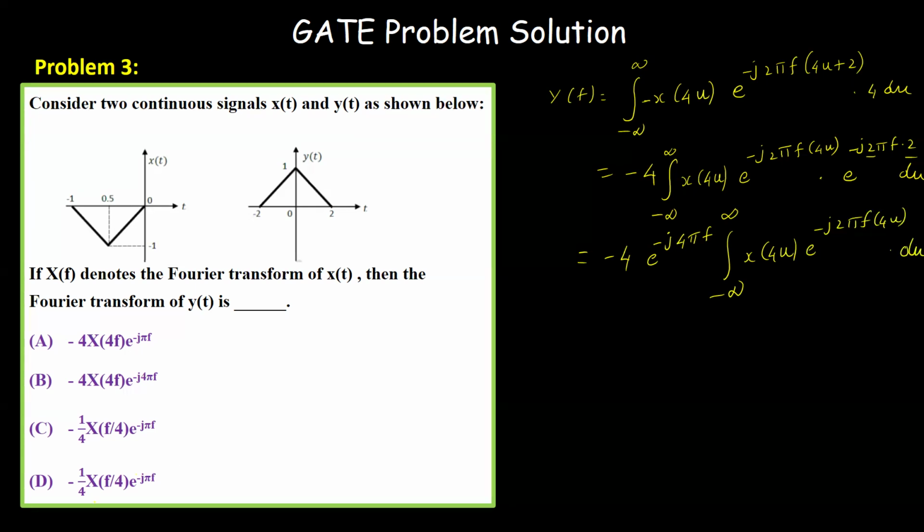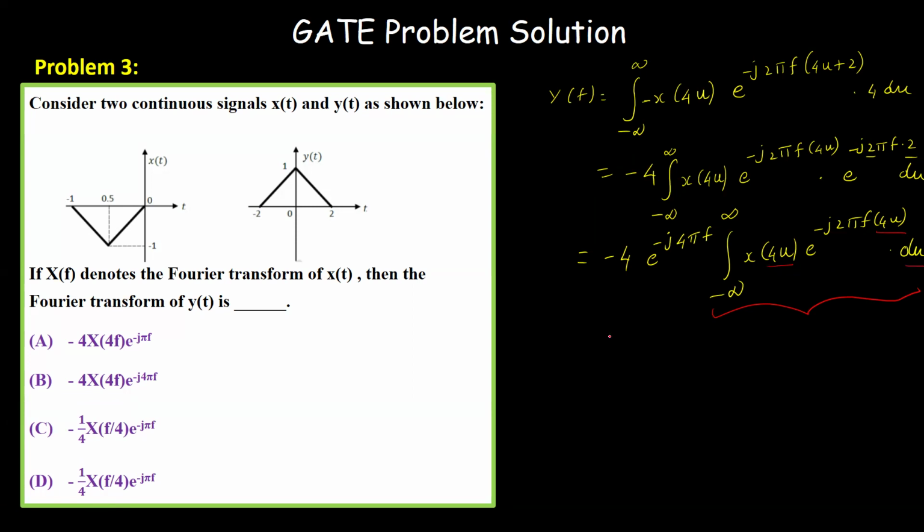Now, observe clearly. So what is this equation? This formulation is nothing but the Fourier transform. If the signal is x of t, the Fourier transform is X of f. Now the input signal is x of 4u, so we can represent that Fourier transform as X of 4f.